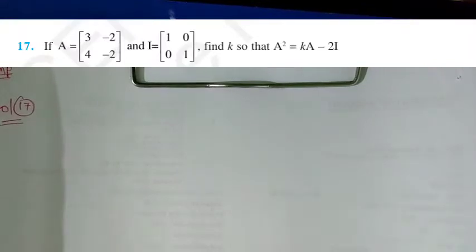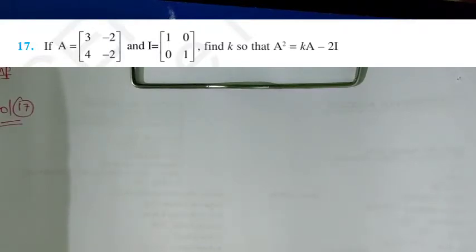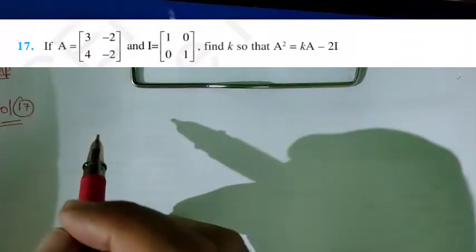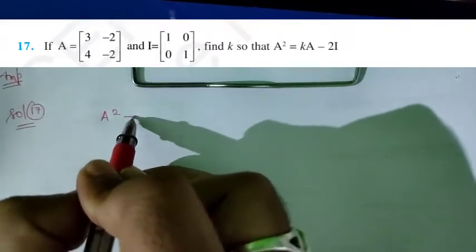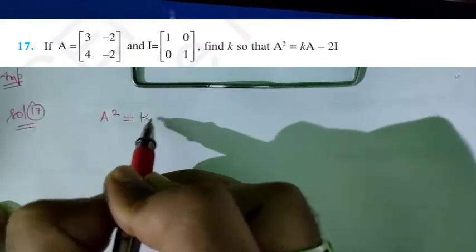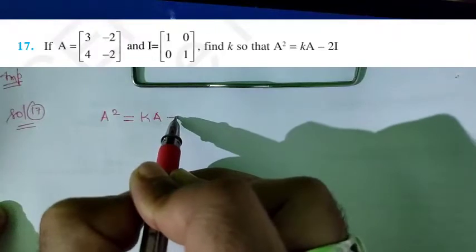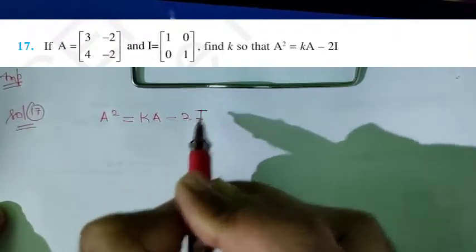Question number 17 is a very important question. In this question they are saying if A is 3 minus 2, 4 minus 2 and I is 1 0, 0 1, find the value of k so that A square equals kA minus 2I. So first of all we'll write the question. A square equal to kA minus 2I.